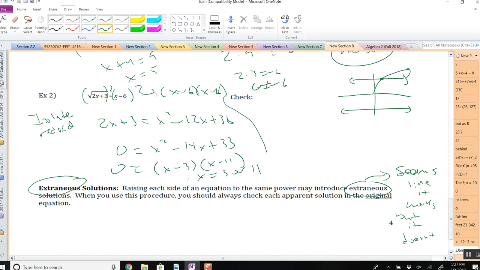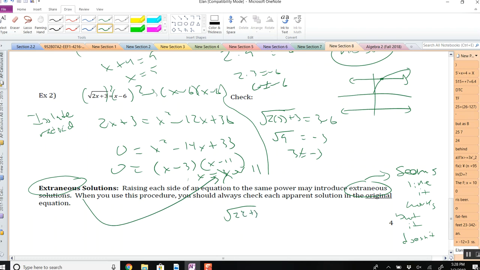But you've got to check your work. If I plug 3 in, you're going to have a problem. You're going to have root 9, which is 3, but you're going to have negative 3 on the other side. So that's extraneous. If I plug 11 in, 22 + 3 equals 11 - 6. Root 25 equals 5. 5 equals 5. Boom, there you go. So 11 works.